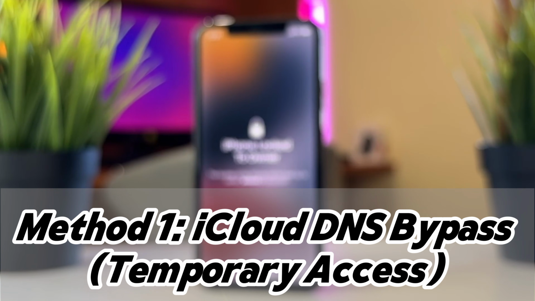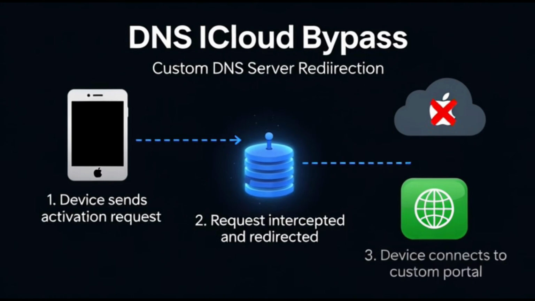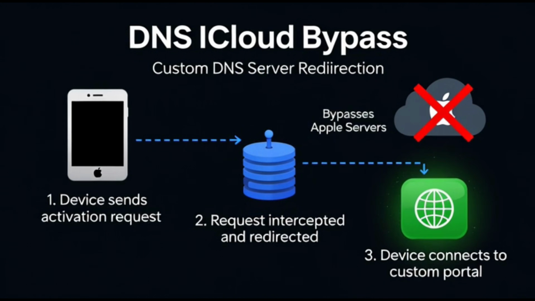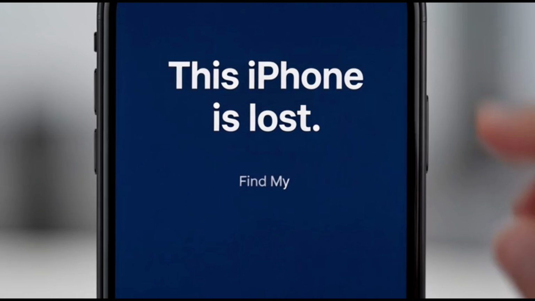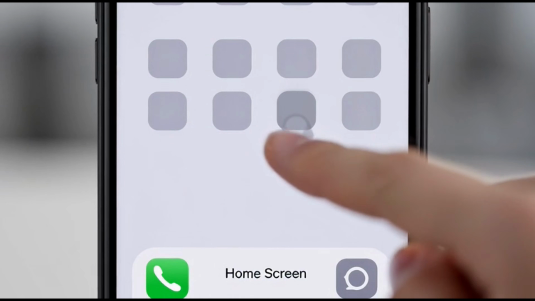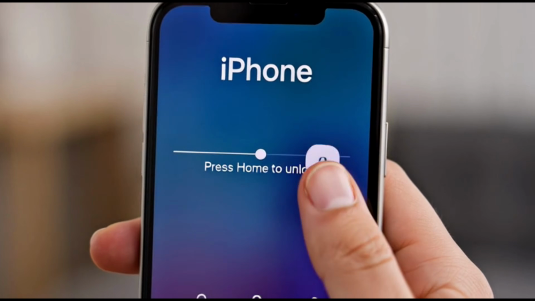Method 1. iCloud DNS Bypass. DNS iCloud Bypass uses a custom DNS server to redirect activation requests during setup, allowing the device to connect to a custom portal instead of Apple's official servers. However, after bypassing, its functionality is limited compared to a fully activated iOS device, and so far, its success rate has only been verified on iOS 8 to 10.